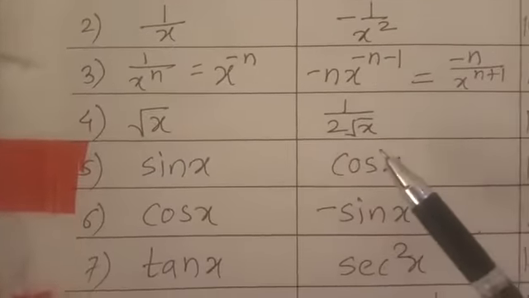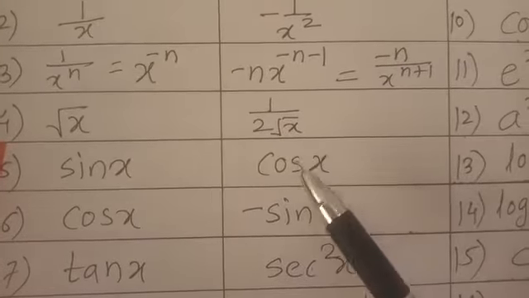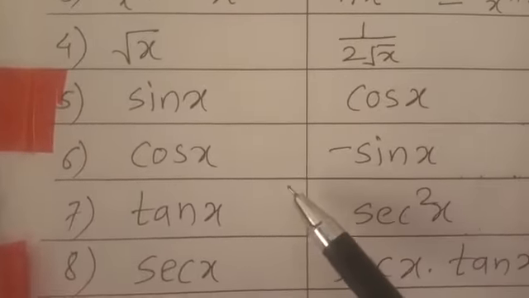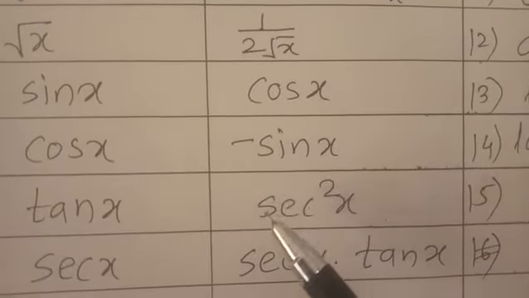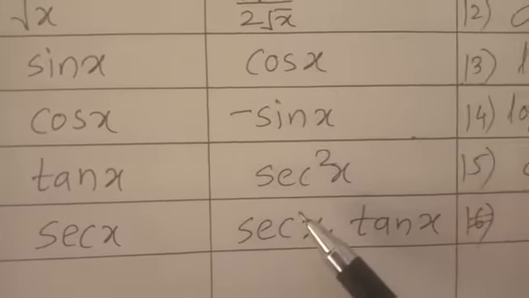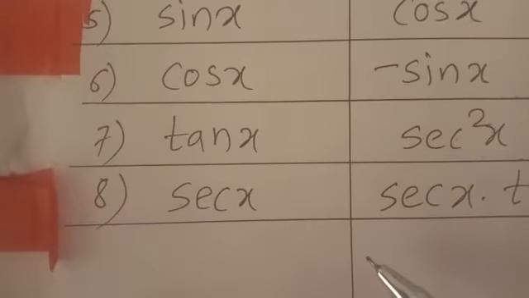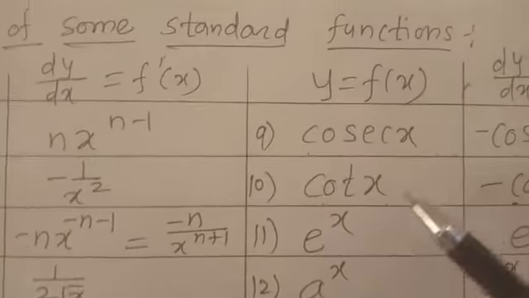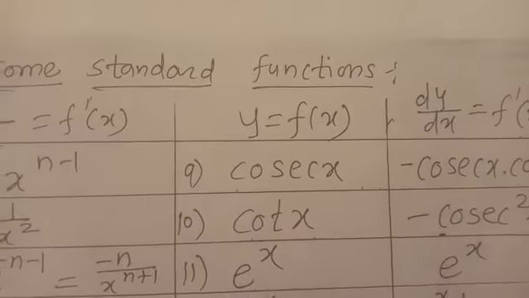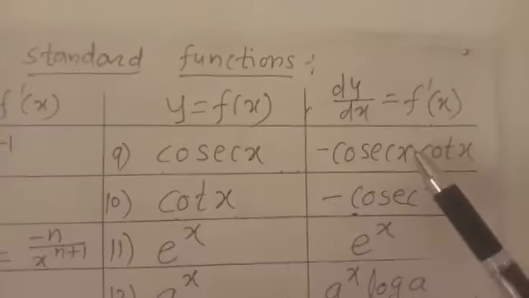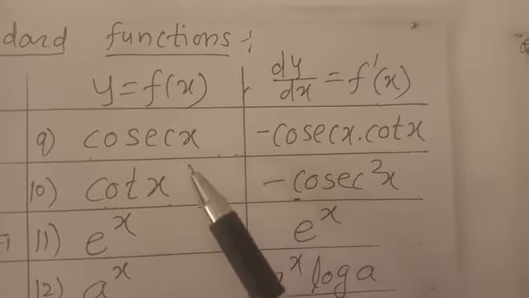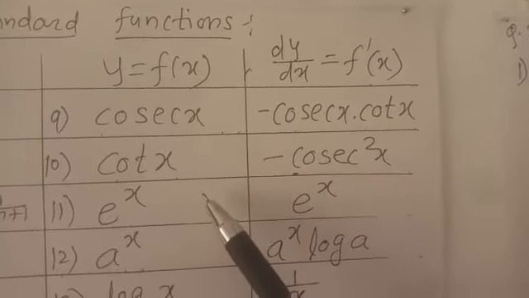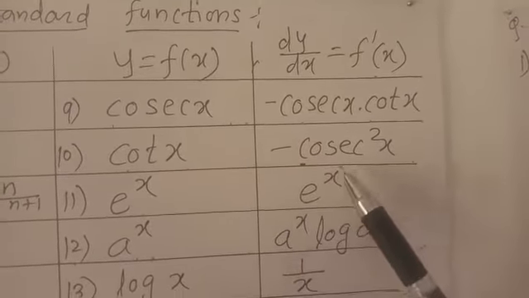Root x, its derivative is 1 upon 2 root x. Sin x, its derivative is cos x. Cos x, its derivative is minus sin x. Tan x, its derivative is sec square x. Sec x, its derivative is sec x tan x. Similarly, some functions are given and we have to find their derivatives. Cosec x, its derivative is minus cosec x into cot x. Cot x, its derivative is minus cosec square x.